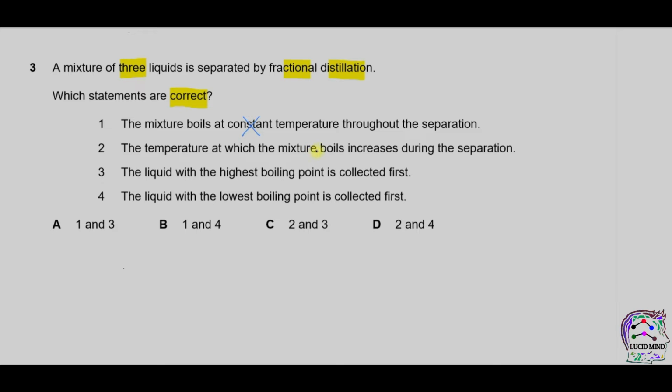Number 2. The temperature at which the mixture boils increases during the separation. This is true because as we are heating it, the temperature will increase slowly. Number 3. The liquid with the highest boiling point is collected first. This is incorrect because in fractional distillation we slowly increase the temperature, and the liquid with the lowest boiling point is first converted into vapors and then it is condensed back into the liquid form. So therefore the liquid with the lowest boiling point will be collected first. As options 2 and 4 are correct, therefore the answer is D.